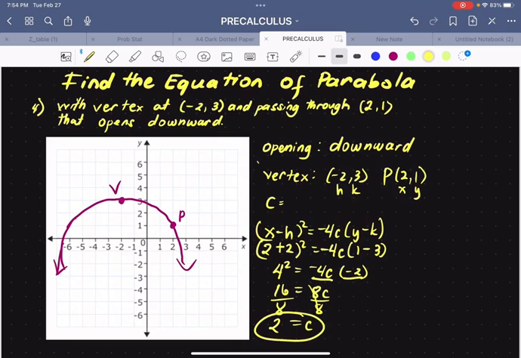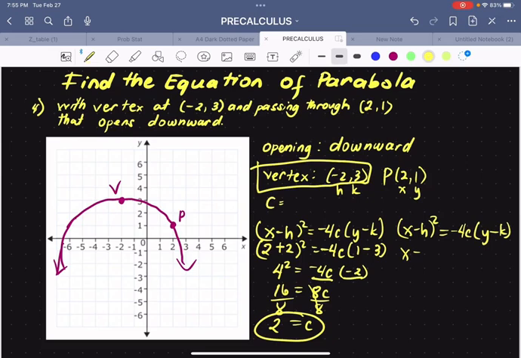So we have the vertex and value of c. We can now determine the equation of the parabola. x minus h quantity squared is equal to negative 4c times y minus k. So x minus h, our h is negative 2. So that will become positive 2 here, equals negative 4 times 2. So the value of c is 2. Substitute here. Then y minus k, that is 3. So let's simplify.